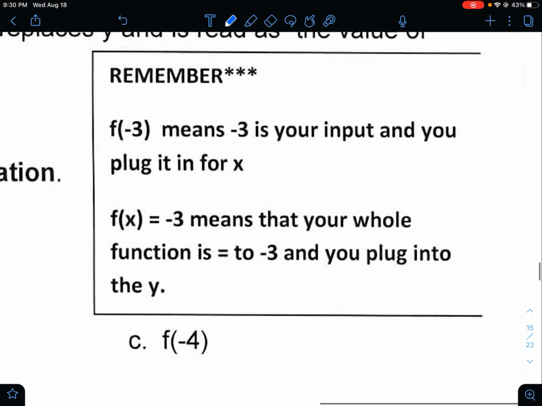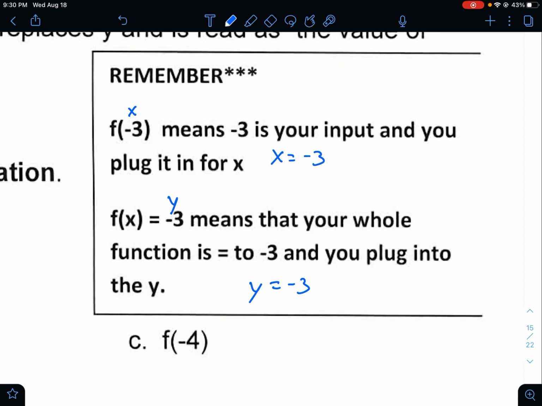Now this is important. f of negative 3 means negative 3 is your input, and you plug it in for x. f of x equals negative 3 means that your whole function is equal to negative 3, and you plug into the y. So basically what they're telling you here is that written this way, your x value is negative 3. If it's written this way, your y value is negative 3, okay?